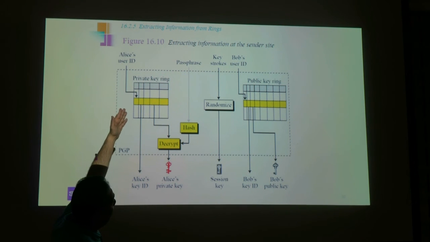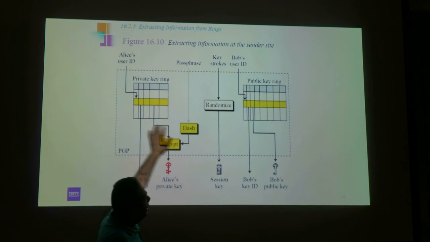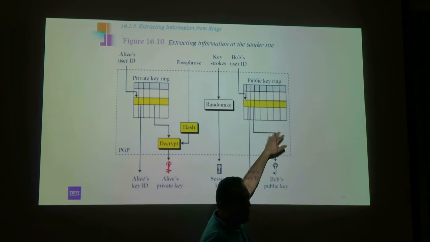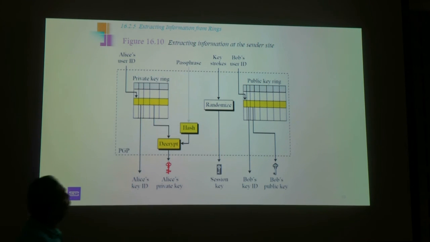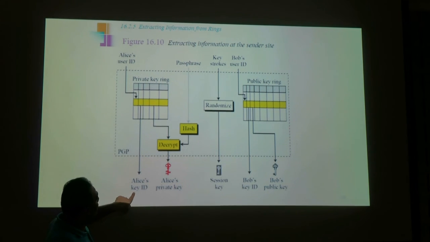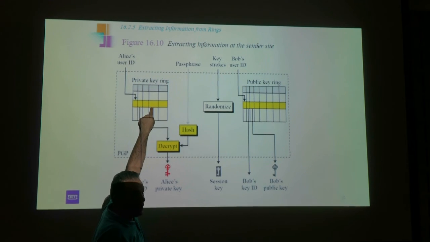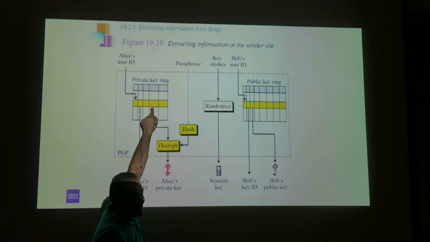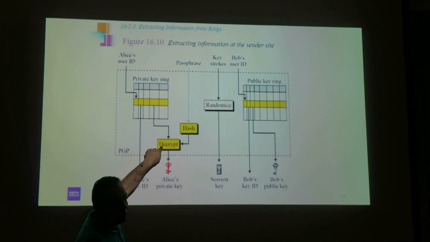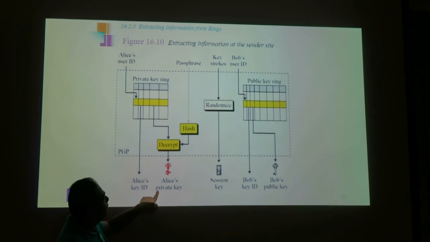Extracting information at the sender side. The sender side will have how many rings? Two. Private key ring and public key ring. Two tables, you're going to extract information. The first thing, you get Alice's ID. From Alice's ID, you get Alice's key ID. Then you get the private key. But we said the private key is usually saved encrypted, so you have to decrypt it. Now you have Alice's private key.